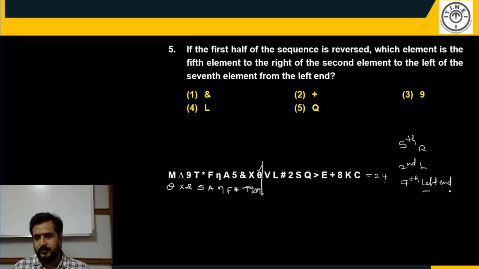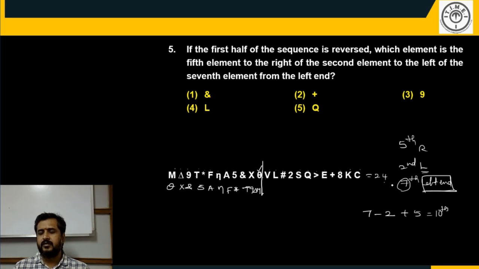Now, the question is based on the left hand. So wherever you see the left, it will be minus. And what is the number mentioned here? 7. And this is left, so minus 2. It is right, so plus 5. 7 minus 2, 5, 5 plus 5, 10. 10th from where? Left hand. So we have to count from the left hand.